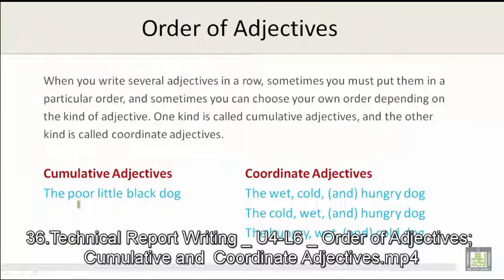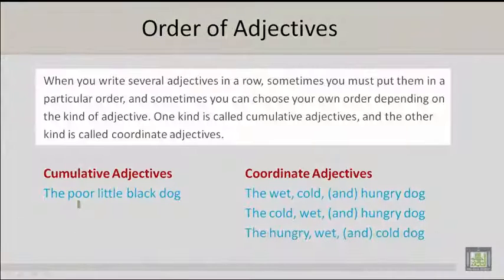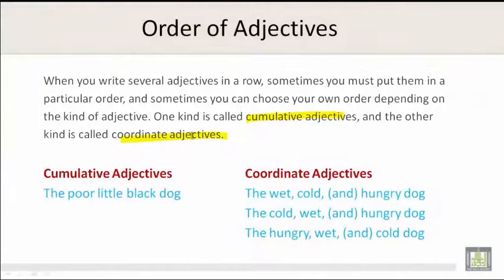Order of adjectives. When you write several adjectives in a row, sometimes you must put them in a particular order, and sometimes you can choose your own order depending on the kind of adjective. One kind is called cumulative adjectives, and the other kind is called coordinate adjectives. Let's take a look at cumulative adjectives: the poor little black dog. The coordinate adjectives: the wet, cold, and hungry dog; the cold, wet, and hungry dog; and the hungry, wet, and cold dog.